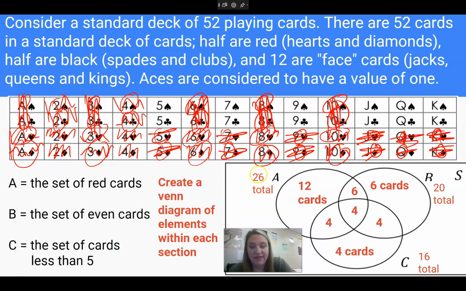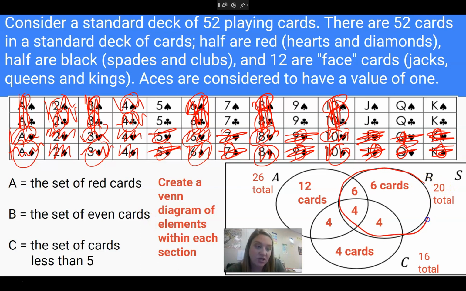So look right here. At the very beginning, I'm going to go back a second. We said that there were 26 red cards, right? If I add up all the numbers in this circle A, they're going to add up to give me the 26. 12 plus 6 is what? 18. Plus 4 is 22. Plus 4 is 26. Good. So that's a way you can go back and check yourself that you didn't count a card more than once that you weren't supposed to. Same thing with B over here. Even cards, we decided at the very beginning there were 20 even cards.